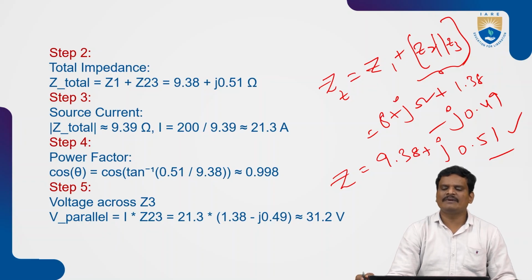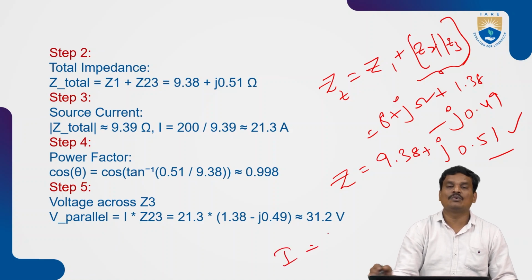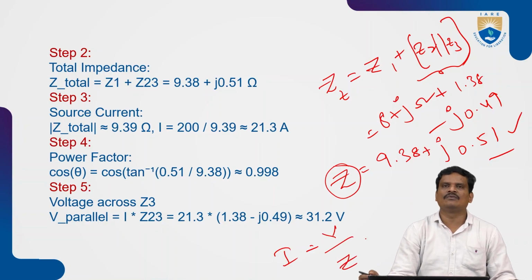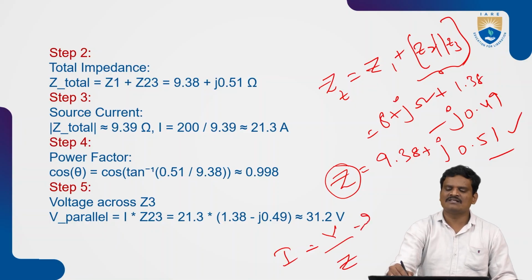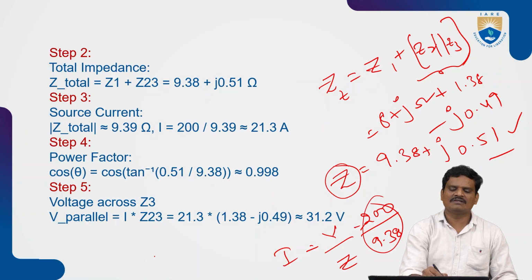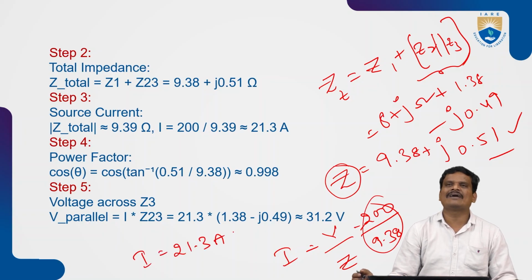The next parameter we need to calculate is the total current offered by the circuit. When the impedance offered by the circuit is Z, in order to calculate the value of current, the expression is I equal to V by Z. The voltage has already been given in the circuit, that is 200 volts, and you have got the value of impedance, 9.38 ohms. By taking this combination, you will get the value of current as 21.3 amps. Now we have calculated the two parameters mentioned in the question.